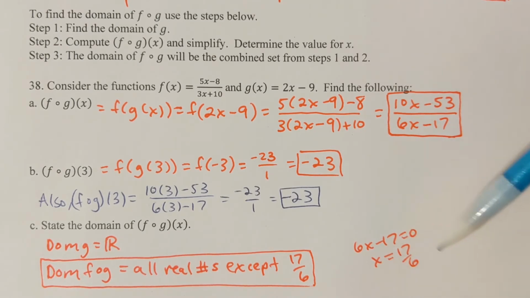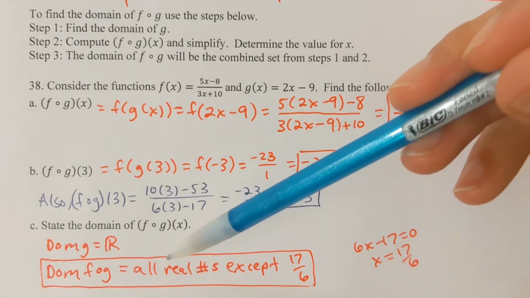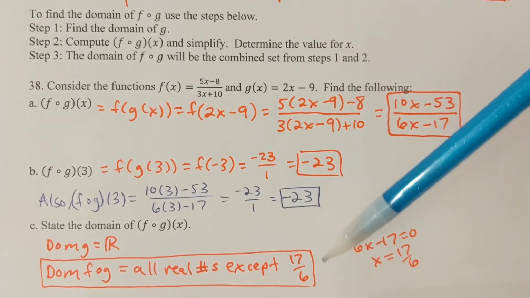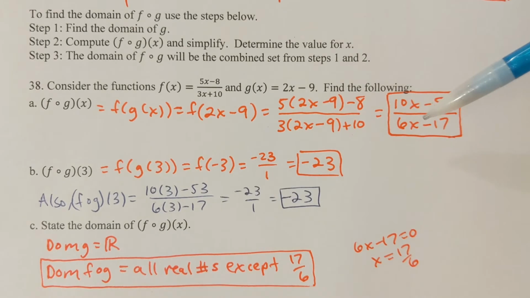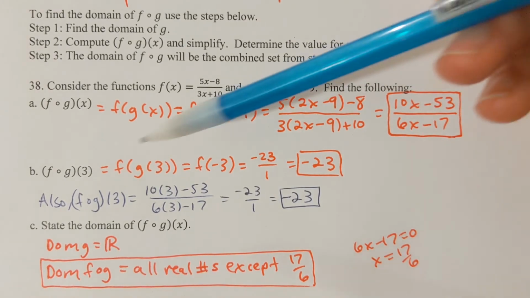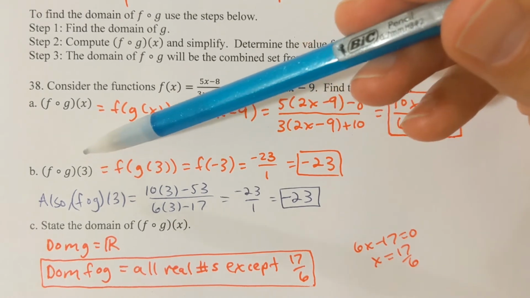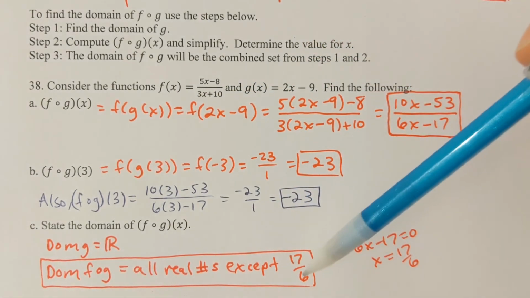Now that's what I don't want. I can have any number except 17.6, because if x is 17.6, you get 0 in the denominator. That's no good. We know we can't divide by 0. So when I was plugging 3 into the composite, I can plug in any number I want, just don't take this one here, 17.6.